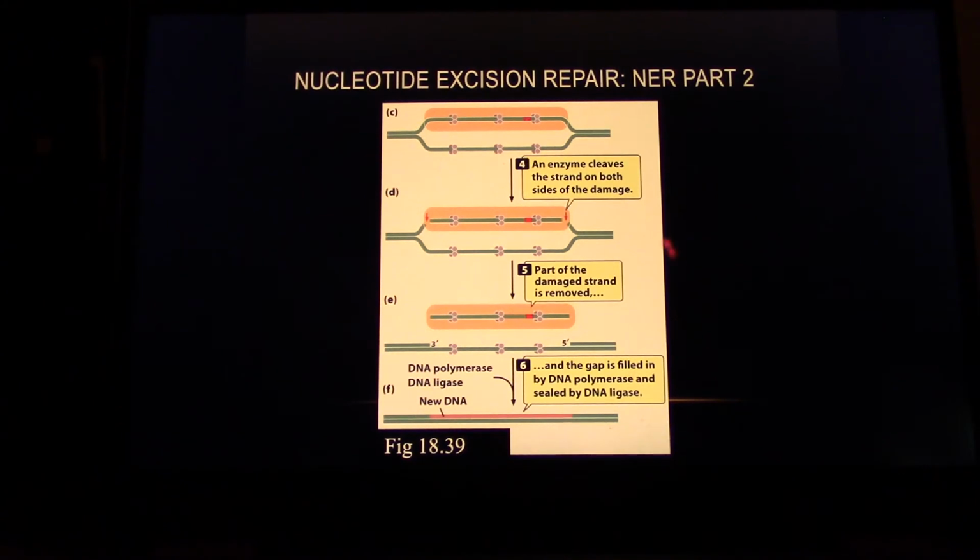An enzyme cleaves the strands on both sides of the damaged region, boom and boom. Part of the damaged strand is removed, and then the gap is filled in by our friend DNA polymerase and the other friend, sealed by DNA ligase. So just like in mismatch repair, we had to have DNA polymerase and DNA ligase come in. They have their functions in DNA replication and also in DNA damage repair. All right, so we get our new DNA.